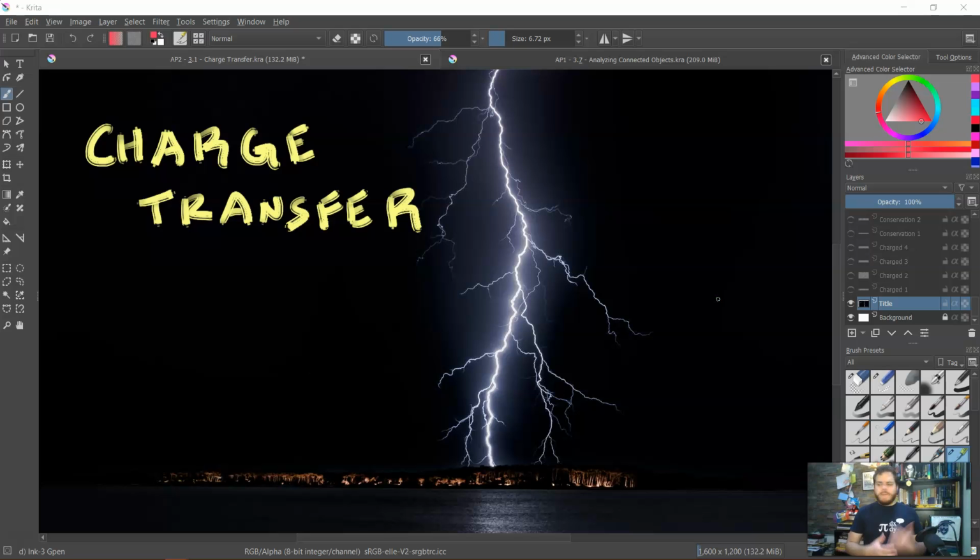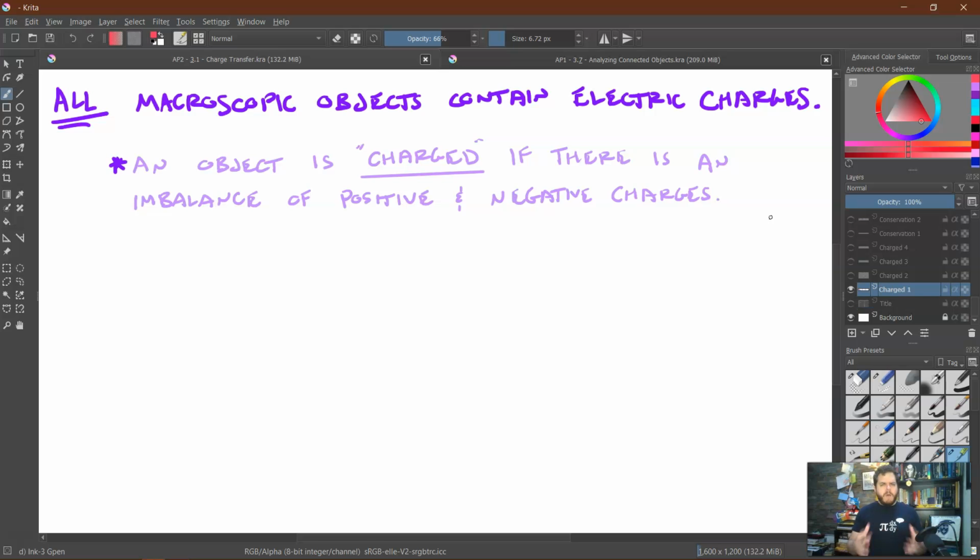Now that we've discussed what electric charges are and how they apply forces to one another, it's time to start thinking about charge transfer, aka how charge moves from one place to another so that objects become charged. All macroscopic objects contain electric charges, and we consider an object to be charged if there is an imbalance of positive and negative charges, so that they do not equal one another.